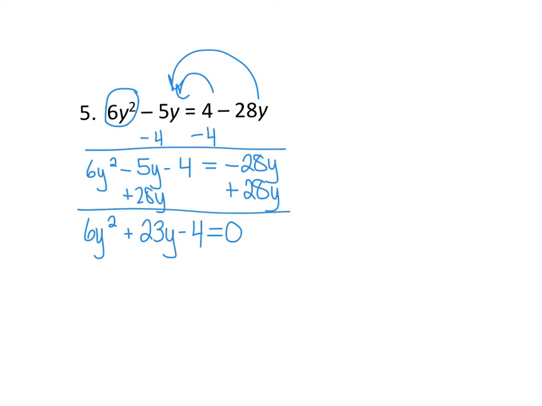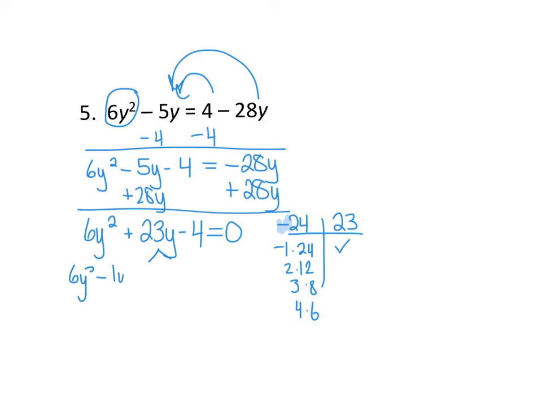Okay, step 2, factor. So first thing I look for, is there a GCF? There is not. So I'm going to do factors of a times c, negative 24, that add up to positive 23. Factors of 24: 1 and 24, 2 and 12, 3 and 8, 4 and 6. And now, because my product is negative, and I have to add up to a positive, I know my smaller number has to be the negative one. These are the 2 numbers that work. All right, next step, split the middle term. 6y squared minus 1y plus 24y minus 4 is going to equal 0.